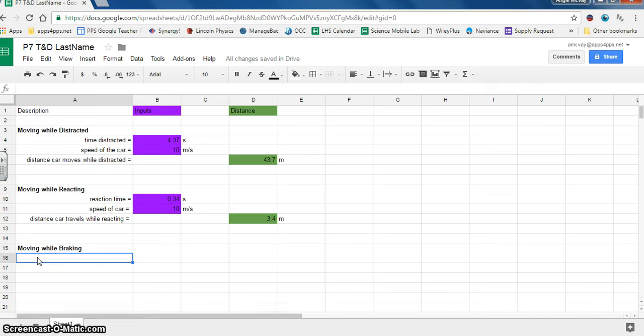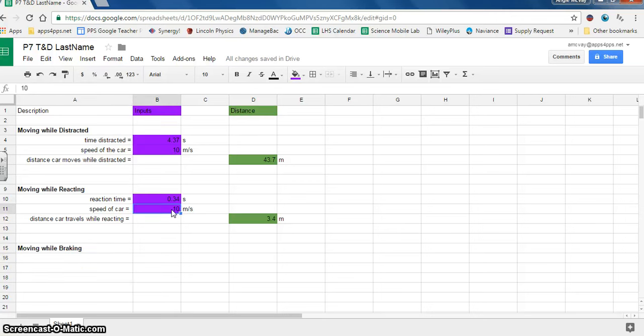Let's talk about all the things that we need to possibly input while the car is braking. One thing I want to address before I move on is that in both moving while reacting and moving while distracted, the speed of the car is the same. I've got both of them bolded as purple, meaning that the user would have to put in 10 in both of these. We can actually just have the user put in the speed of the car once, so they don't have to repeat it multiple times. That's one of the benefits of a program, it does a lot of the work for you once the starting up work is done.